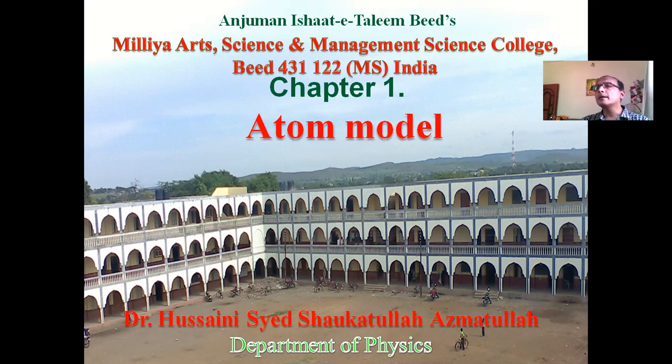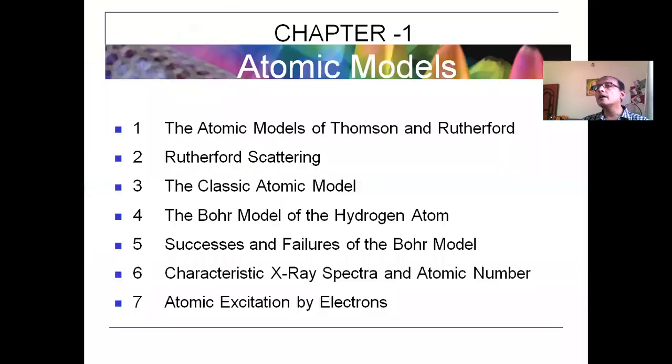In the first chapter, that is atomic model, there are different articles: atomic model of Thomson and Rutherford scattering, classic atomic model, Bohr's model of the hydrogen atom, success and failure of Bohr's model, characteristic X-ray spectra, atomic number, and atomic excitation by electrons. I am not going into detail of each and every article of this atomic model, but within half an hour or 20 minutes, I will summarize the entire first chapter, so that you can recall your memory and go through the notes.